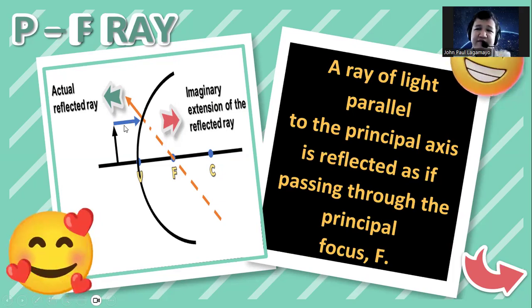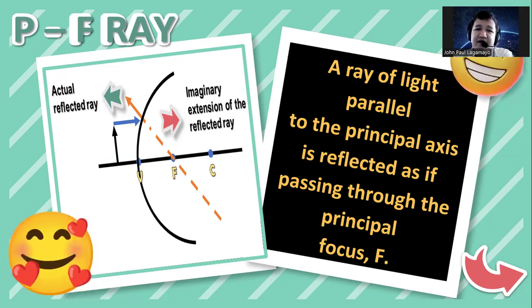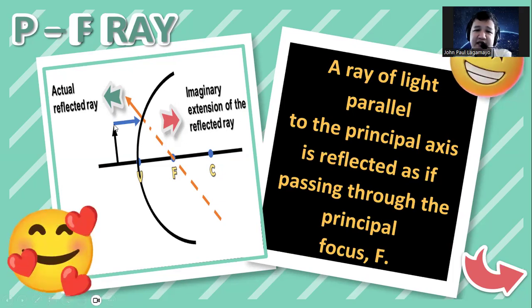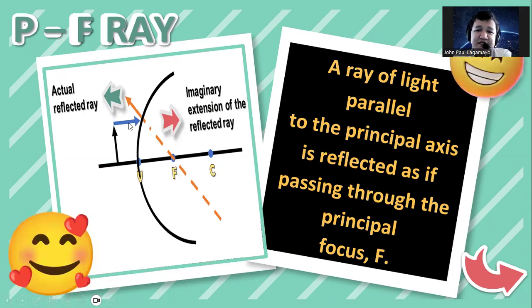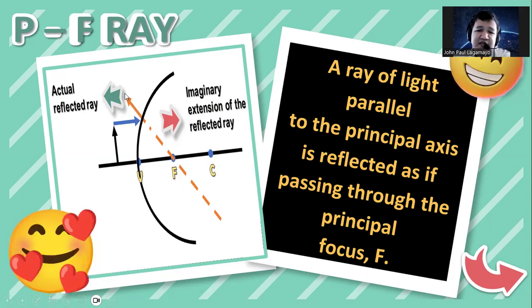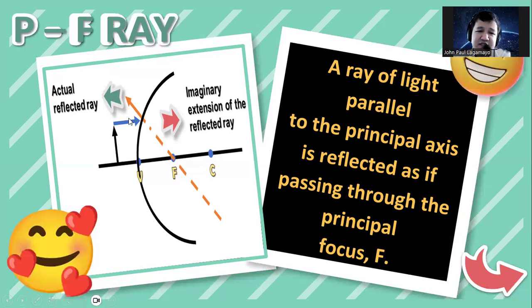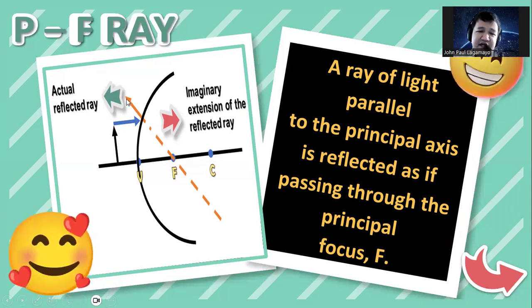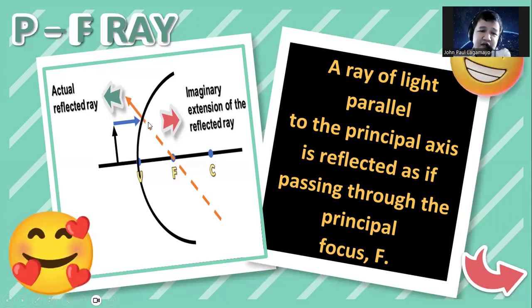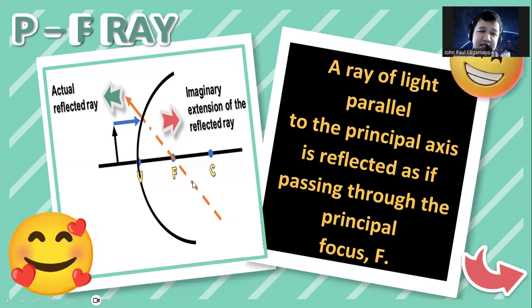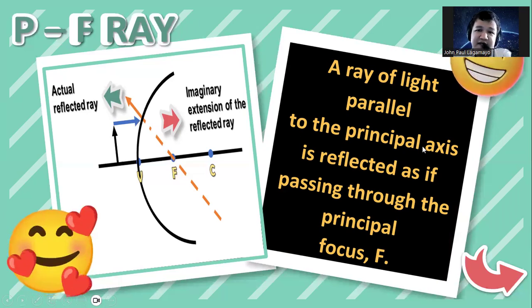So titingnan po natin dito ang PF ray. So ang PF ray ni convex mirror ay still a ray of light parallel to the principal axis that is reflected as if passing through the principal focus of the mirror. Tatandaan po natin na ang reflection ay paganyan, or reflected ray paganyan po. And then commonly, mayroon tayo ditong imaginary line from the focal point or the focus. So yan po yung ating PF ray.